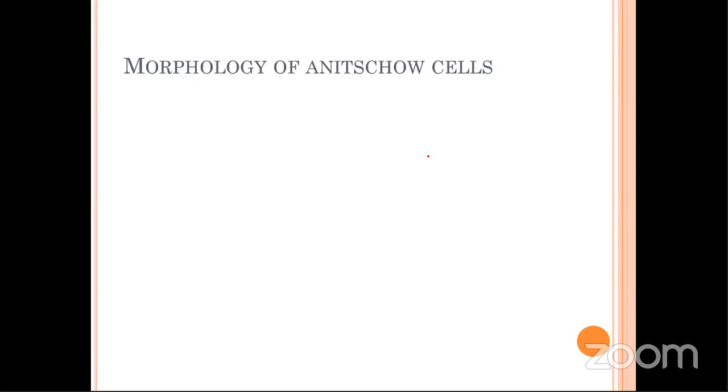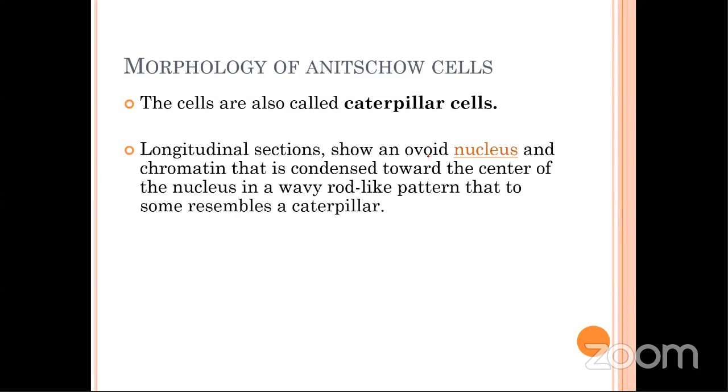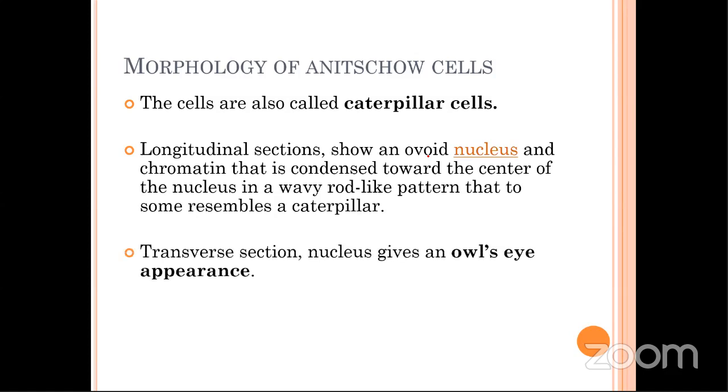And the morphology is interesting. Why is it interesting? They are also called caterpillar cells. Why caterpillar cells? Because in longitudinal sections, they show an ovoid nucleus and the chromatin is condensed towards the center of the nucleus in such a wavy rod-like pattern that it looks like a caterpillar. I'll show you pictures. However, on transverse section, it gives you an owl's eye appearance.